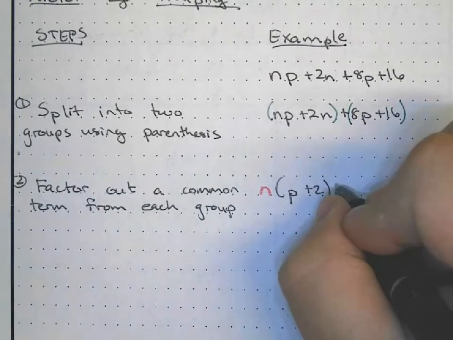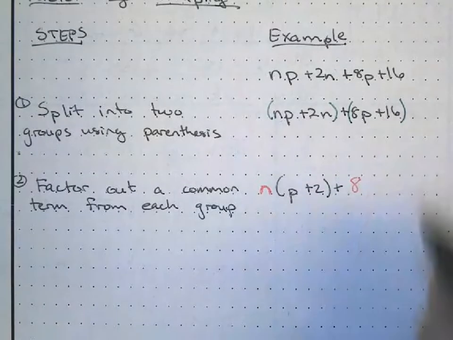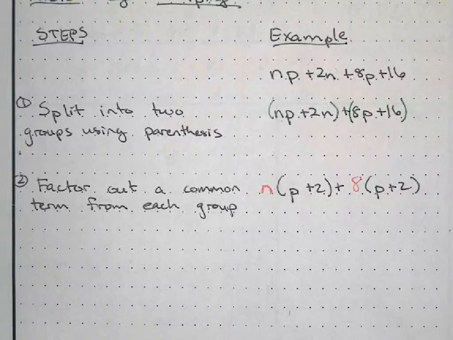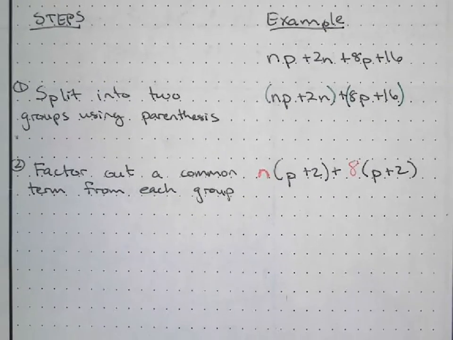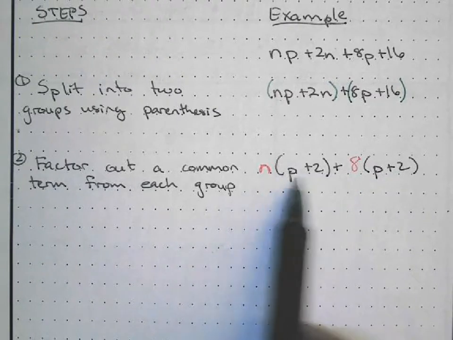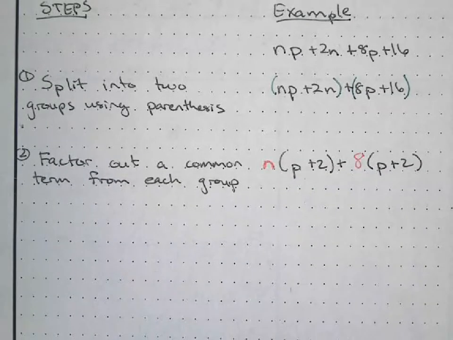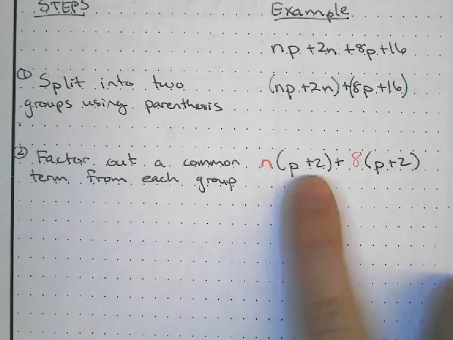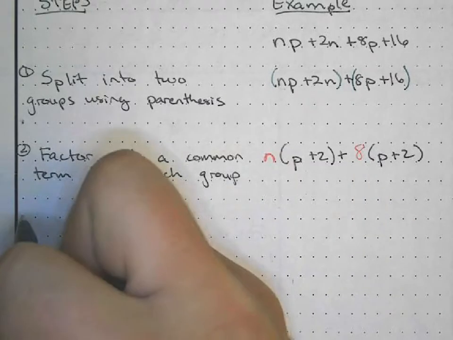And I'm going to do the same thing to this group. I can factor out an 8. And what do I have left behind? I have p plus 2. And notice that we have something that's exactly the same. And that's our goal, to get that same exact term or binomial following what we just factored out, because then I can kind of finish this problem up. So these have to be the exact same for me to be able to move forward. So my next step is to factor out the common binomial from each group. This is kind of like the last step.